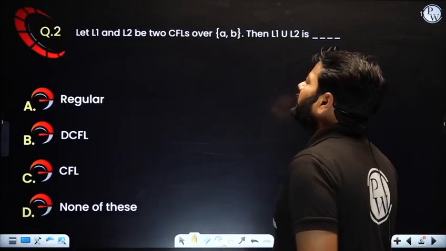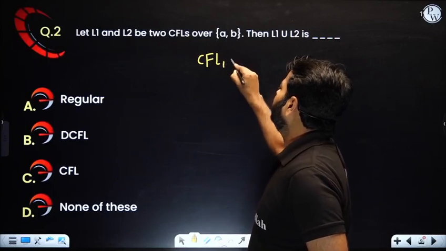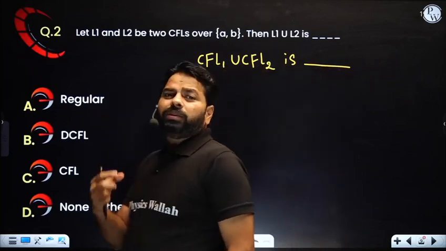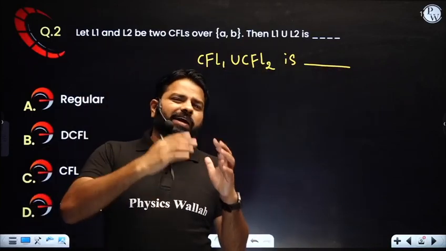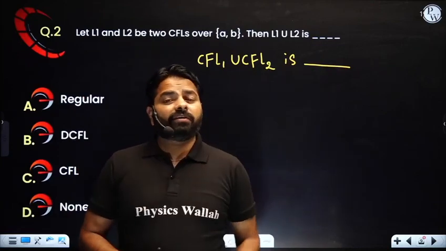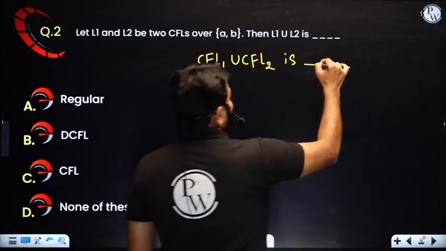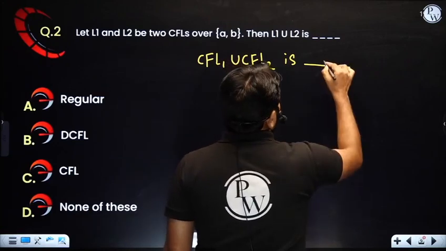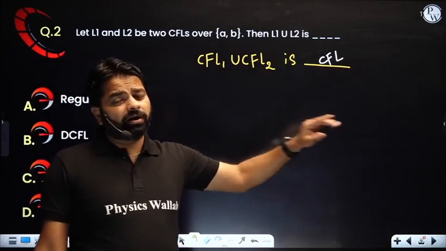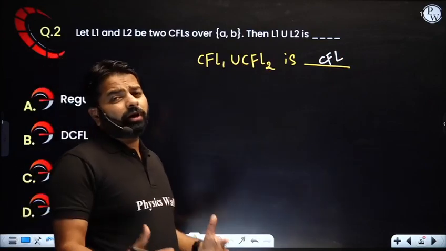Second question. Let L1 and L2 be two CFLs. Then what happens to the union of two CFLs, CFL1 union CFL2 is dash. Like finite union finite is finite, infinite union infinite is infinite, regular union regular is regular. But DCFL union DCFL, we have seen, need not be DCFL. CFL union CFL is again CFL. It's very interesting, the union operation. Except for the DCFL class, so far it's closed for all the domains. So how can people prove it?